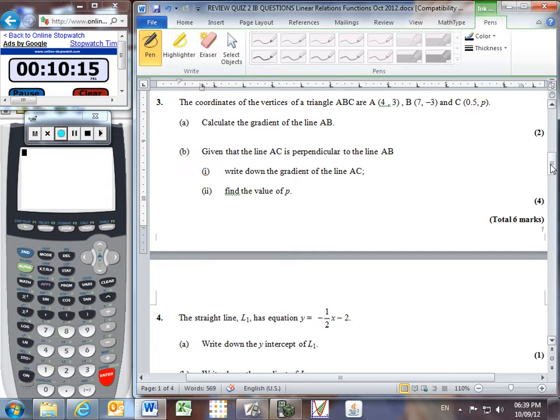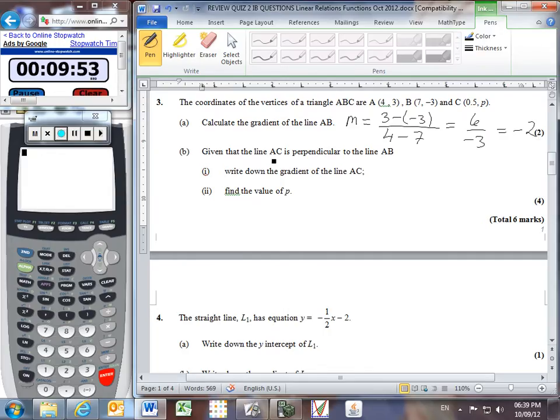So we've got the coordinates of the vertices of a triangle. We need to calculate first the gradient of the line AB. We know that the gradient is the difference in the y-coordinates over the difference in the x-coordinates. Just make sure you preserve the same order. That equals 6 over negative 3, which is negative 2. So that's the gradient of AB.